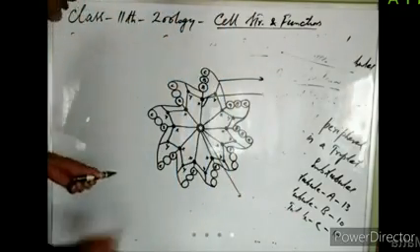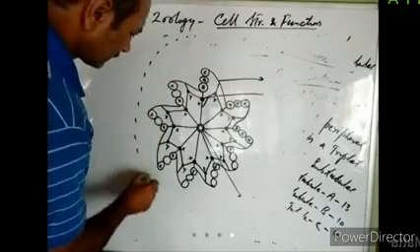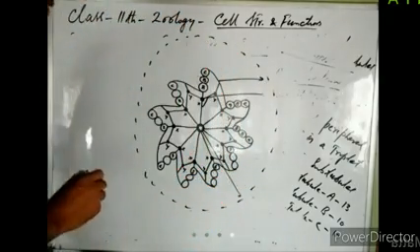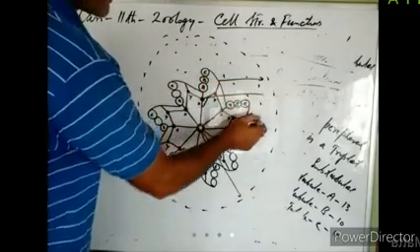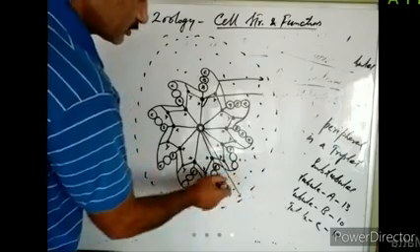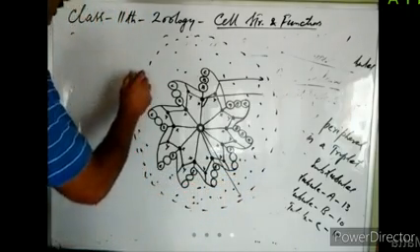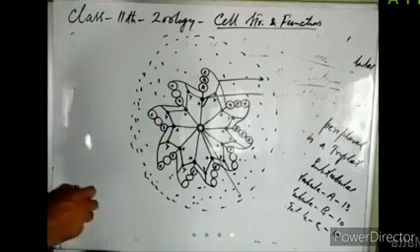This is a single centriole. It is surrounded by pericentriolar mass. There are usually two, but in this diagram I am showing only one. Both of the centrioles lie in the pericentriolar mass, but in this diagram I am showing only one. So this is the pericentriolar mass.